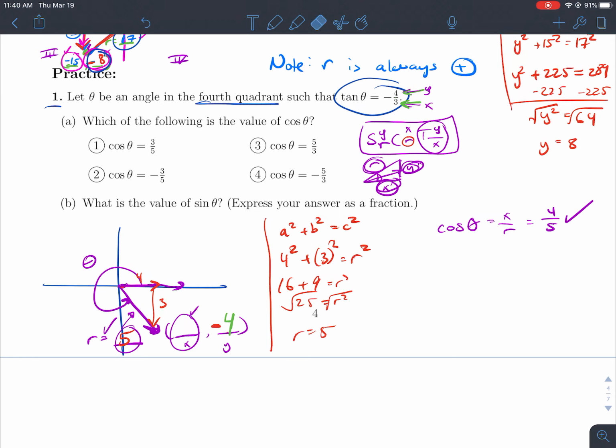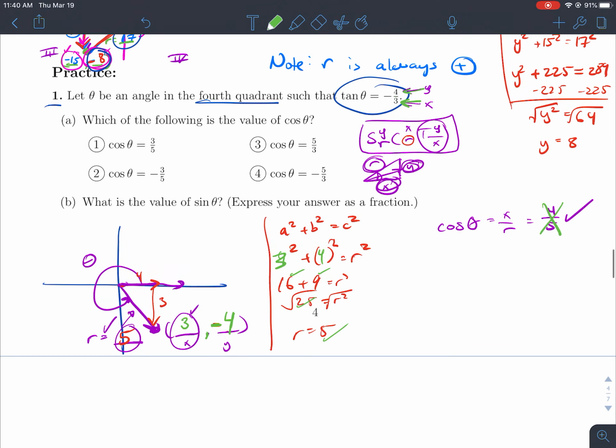Here we labeled x was 3. This should have been a 3. Sorry about that. And it's still negative here. And even if you switch these values, 4 and 3, 3 and 4, you still end up with 16 and 9, you still end up with 25, you still end up with 5. So that's still right.